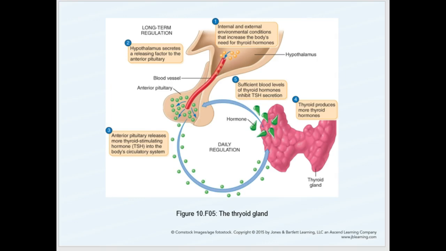We then, in part 5, get sufficient blood levels of thyroid hormones, which sends a signal to the hypothalamus to stop the release of the releasing hormones. Whew, crazy. There's so many multiple steps.